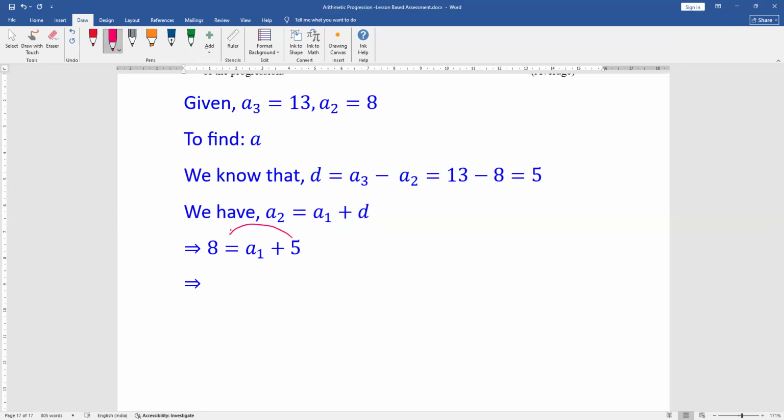So now here 5 I transpose to other side. So it becomes 8 minus 5.